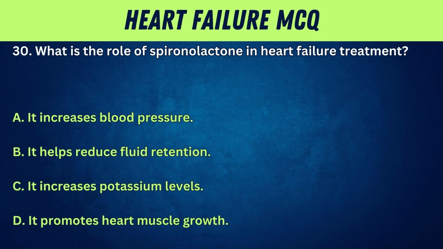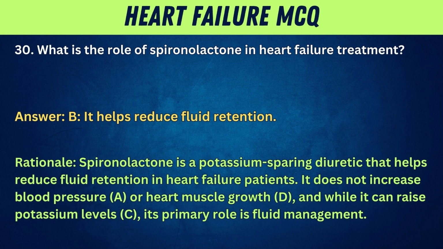30. What is the role of spironolactone in heart failure treatment? A. It increases blood pressure. B. It helps reduce fluid retention. C. It increases potassium levels. D. It promotes heart muscle growth. Answer: B. It helps reduce fluid retention. Rationale: spironolactone is a potassium-sparing diuretic that helps reduce fluid retention in heart failure patients. It does not increase blood pressure (A) or heart muscle growth (D). And while it can raise potassium levels (C), its primary role is fluid management.